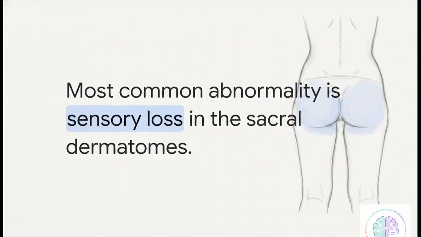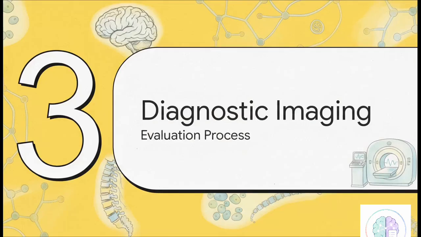For the other half of patients who do actually present with deficits right off the bat, the absolute most common neurologic abnormality is sensory loss, specifically isolated in the sacral dermatomes. So if you're looking for that earliest clinical red flag of neural compromise, that is exactly where you look. Okay, on to Section 3, Diagnostic Imaging and Evaluation.